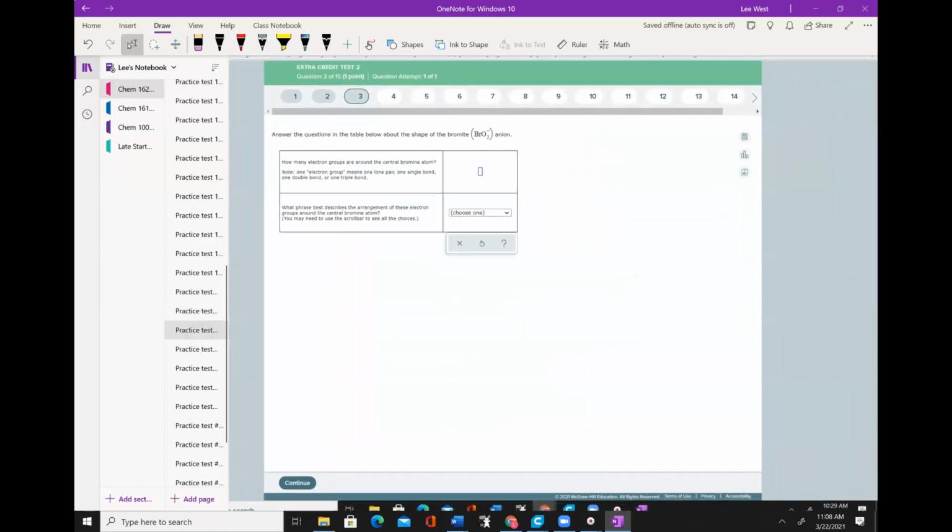Answer the questions in the table below about the shape of the bromite ion. Okay, so same thing, we're going to add up electrons. Bromine's in group 7, then we've got 2 oxygens in group 6, and then we have to add in 1 electron for the negative charge. So 2 times 6 is 12, plus 1 electron is 13, plus 7, 20 electrons.